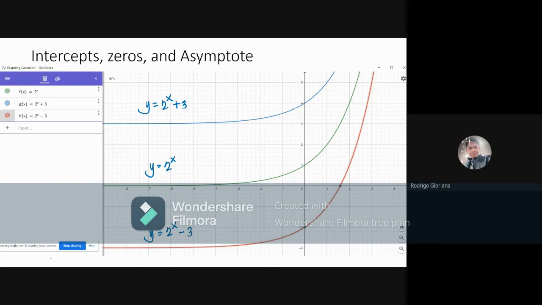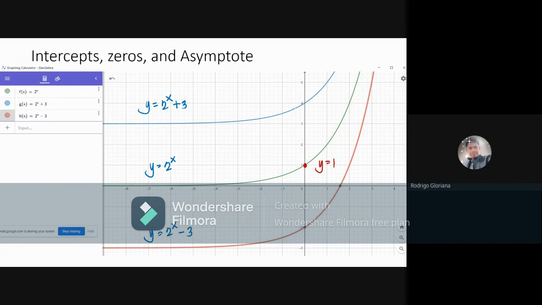Now, let's take a look at the set of intercepts, specifically the y-intercept. Okay? So this is your y-intercept. It means to say that it has a coordinate of y is equal to 1. Okay?